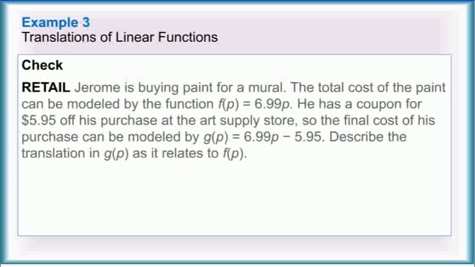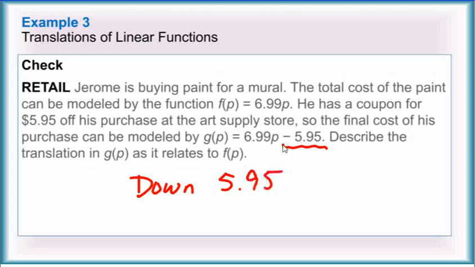Next question. Drew is buying paint for a mural. The total cost of the paint can be modeled by the function f of p equaling 6.99p. He has a coupon for $5.95 off his purchase at the art supply store. So the final cost of his purchase can be modeled by g of p equaling 6.99p minus 5.95. Describe the translation in g of p as it relates to f of p. Now the difference is this minus 5.95. So that means this went down 5.95, which just means it's $5.95 cheaper.